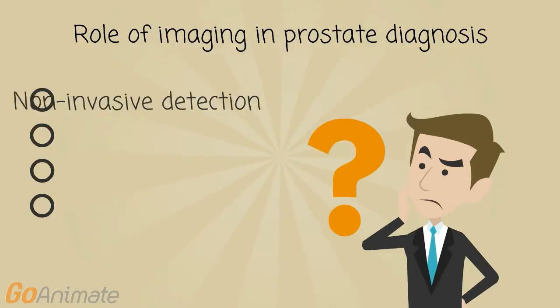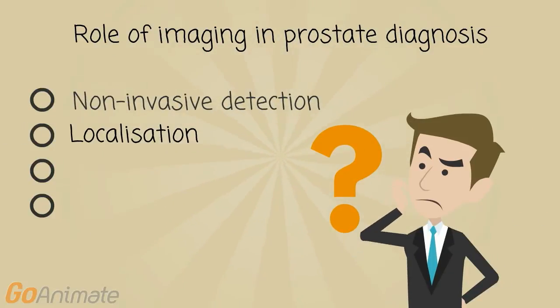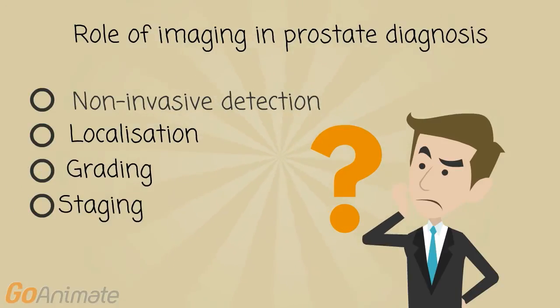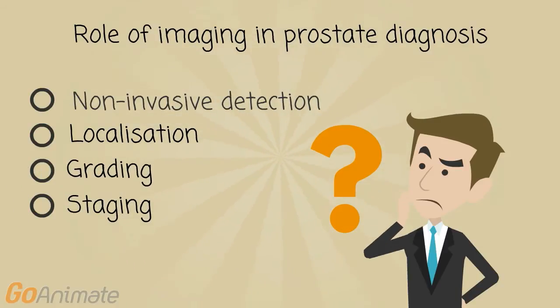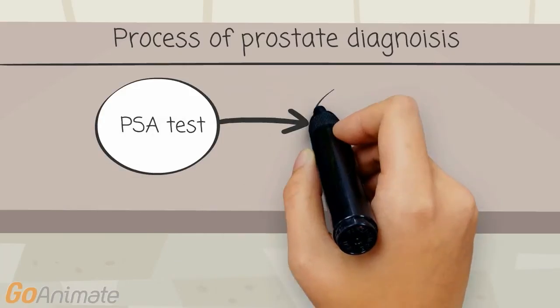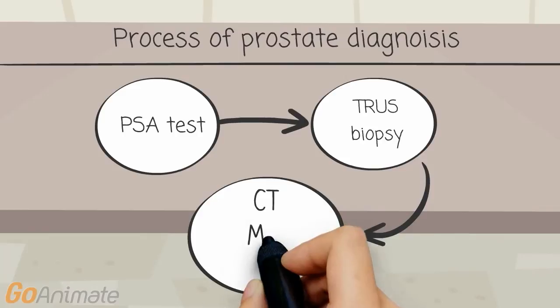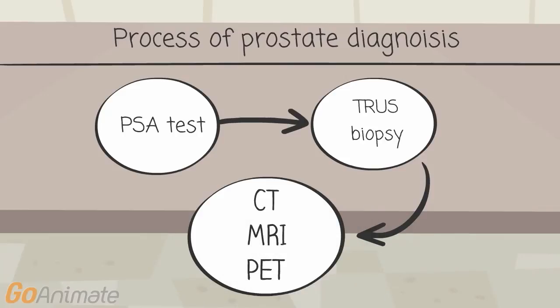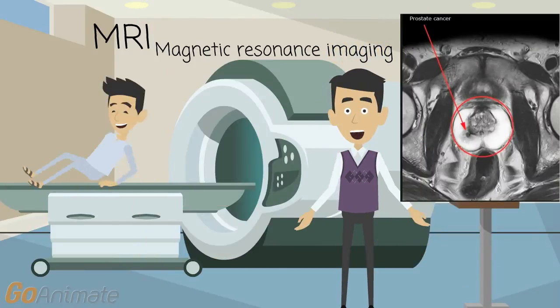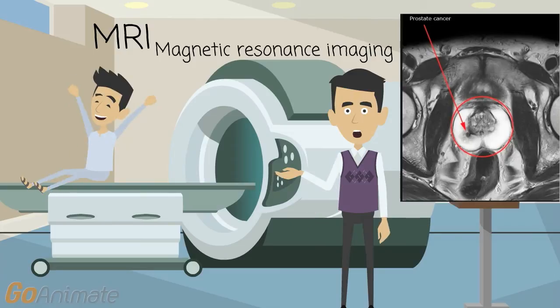Imaging plays an important role in the non-invasive detection, localization, grading, and staging of prostate carcinoma. MRI has become a powerful tool to achieve all these goals. If a PSA test shows any indication of prostate cancer, a transrectal ultrasound biopsy is the next step in diagnosis. If it is suspected that the cancer may spread beyond the prostate gland, imaging tests including CT, MRI, and PET scans may be recommended. MRI is natively superior to CT and other imaging techniques.